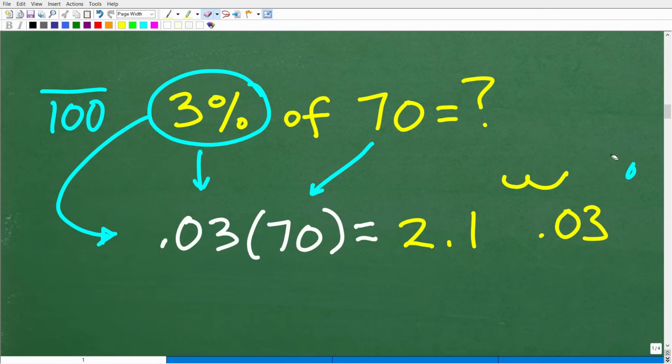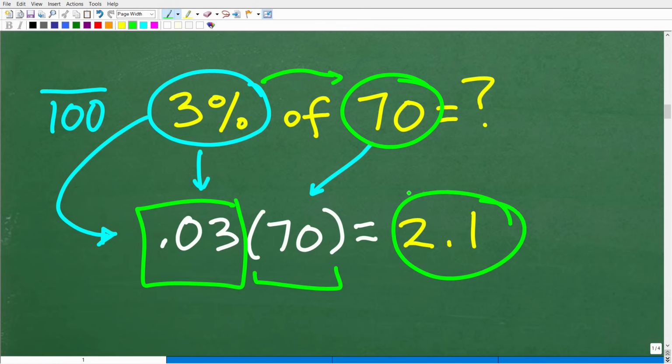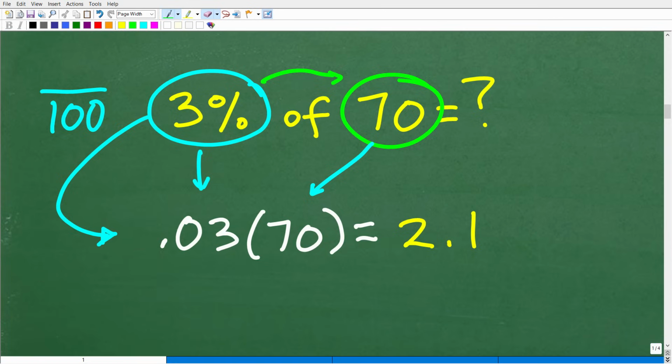Okay, hopefully most of you knew this, but if you didn't, I'll give you some suggestions as we walk through this video on how to improve your percent skills. But 3%, we want to write that as a decimal. So that's going to be equivalent to 0.03. And then all we're going to do is multiply by the number. So for 3% of 70, we multiply 3% as a decimal times 70. So 0.03 times 70 in our calculator is 2.1. Okay, so this is how we find the percent of a number.